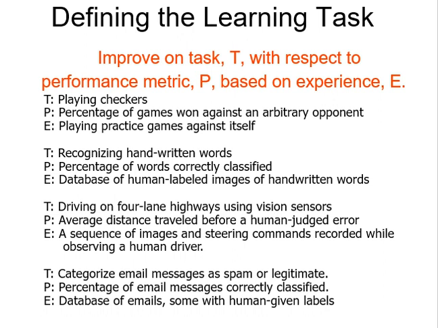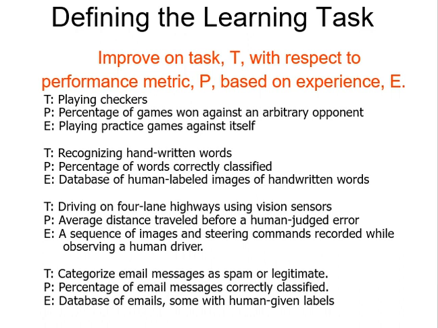Playing checkers is the work we are doing, so it is a task. The performance metric is P, which means the percentage of games won against an arbitrary opponent. Let us consider the total percentage they have won against the opponent. And E means experience. While playing, they learn many new techniques and gain more experience, so playing practice games against itself is considered the experience.